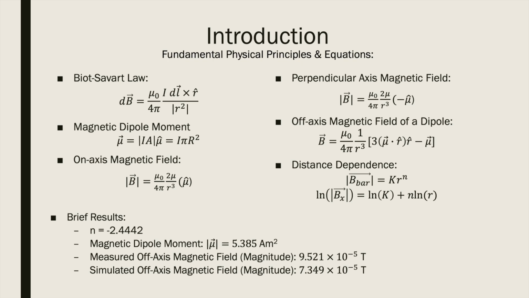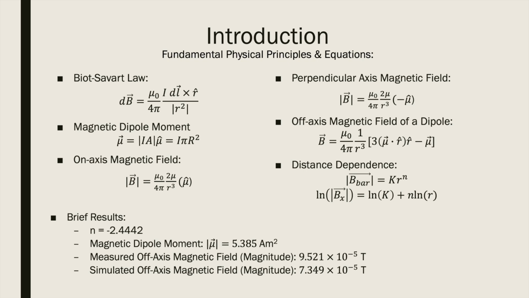The value of the constant mu naught over 4 pi is 1 times 10 to the negative 7 newtons per amp squared. The magnetic dipole moment is a vector that points from the south pole to the north pole, shown by this equation. It describes the magnetic strength and orientation of the magnet. The magnetic field comes out of the north pole and goes into the south pole. The direction of the B field is determined by the direction of the current in the loop.